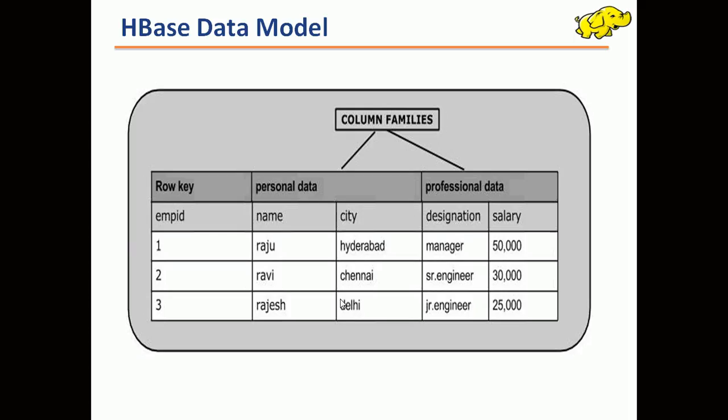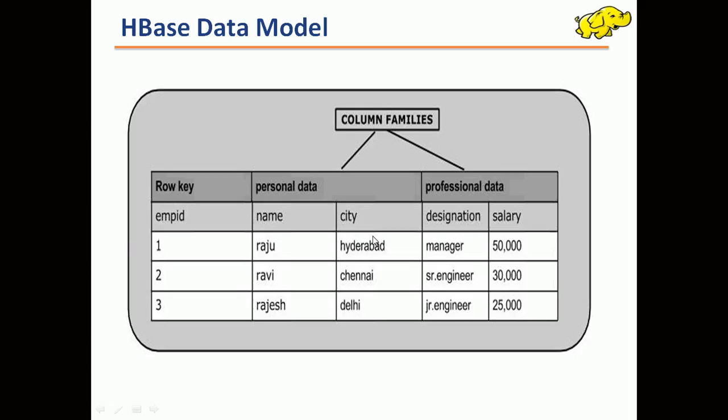So each value in HBase has a different timestamp. Basically, each cell will have multiple versions of data. Suppose when I insert employee ID 1, he resides in Hyderabad. After 2 months, if he is relocated to some other city, for example Mumbai, I can update the city, right? So if I update the city as Mumbai, this cell will have 2 versions of data.